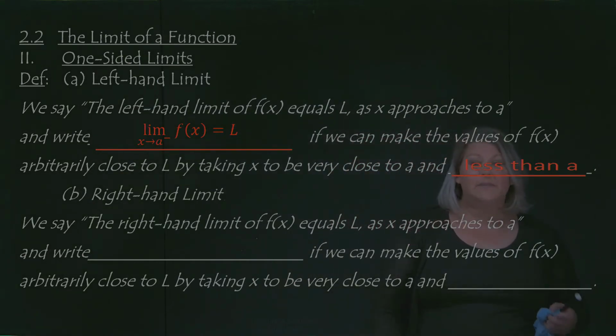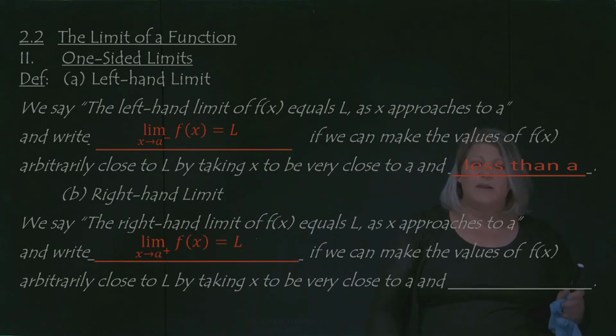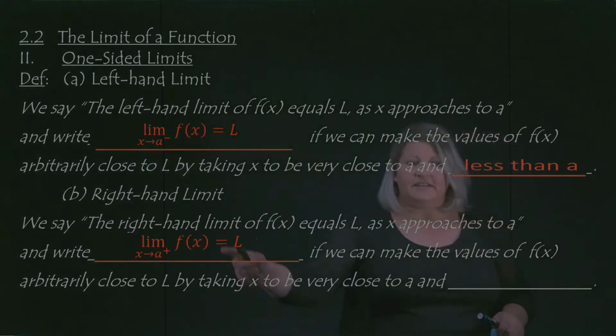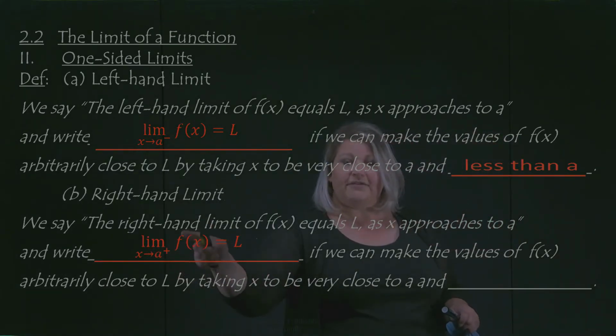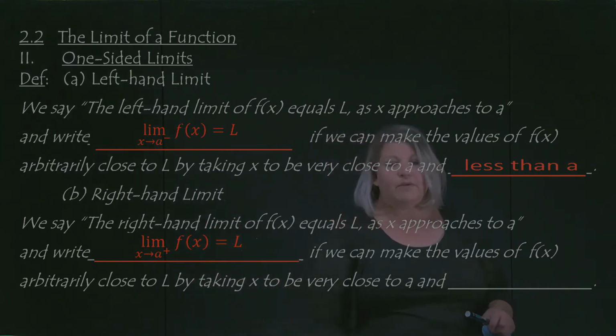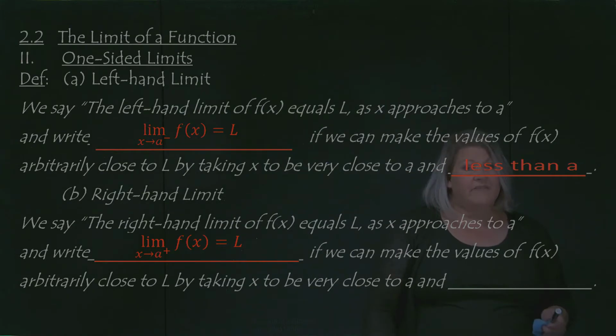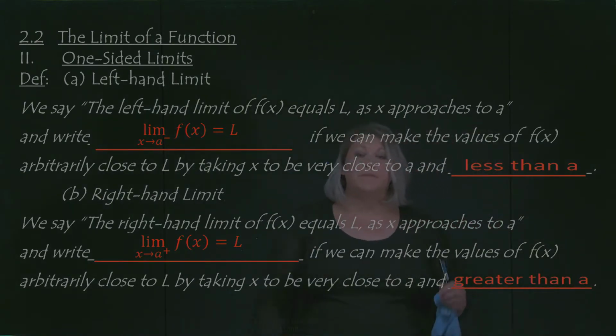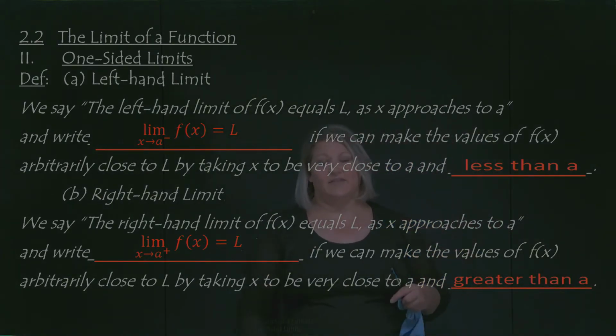In the opposite direction, the right-hand limit. We say the right-hand limit of f of x equals L as x approaches A, and we write it like this: the limit as x approaches A from the right of f of x is equal to L. And we do this if we can make the values of f of x arbitrarily close to L by taking x to be very close to A and greater than A. So in other words, we're approaching from the positive side of things. We're approaching from the positive numbers.